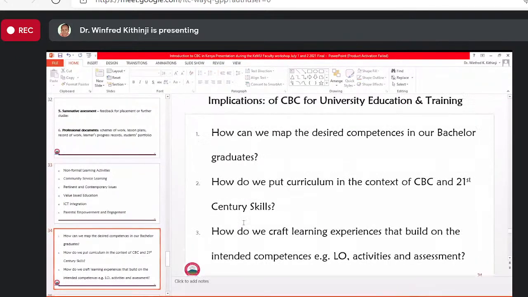Now, out of all these, then we may want to ask, what's the implication of all this to university education and training? And I have 3 questions that you may want to ask and maybe reflect on even as we continue with this workshop. One is, how do we map the desired competencies in the bachelor's programs or the bachelor graduates? We'll be redesigning our program. So how do we map the competencies that are required?